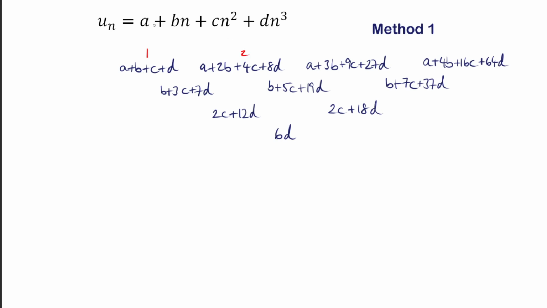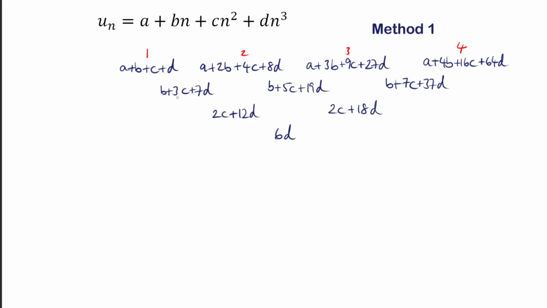If you put 2 into this general formula, then we get a plus 2b plus 2 squared c's, well 2 squared is 4, so 4c, and 2 cubed d's, so 8d, and so on. If I put 3 into that formula, I'll get this. If I put 4 in, I'll get this.